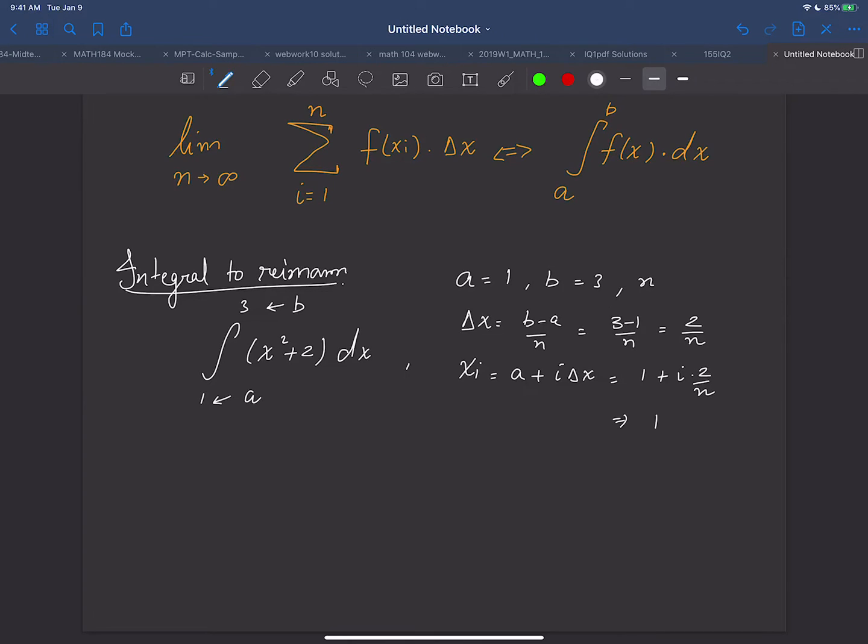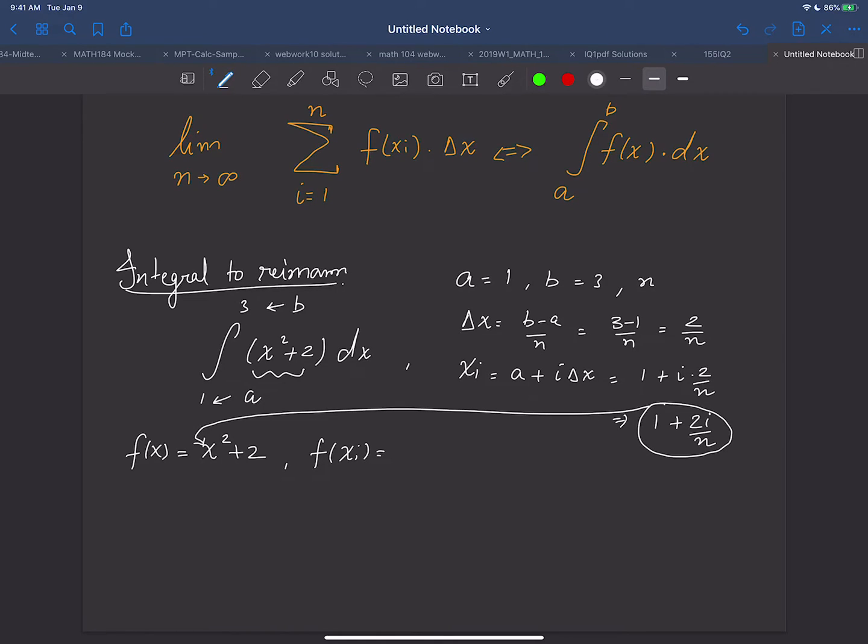So we're going to end up with this expression, a plus 2i by n. Okay, this is my xi. So once I have this, I need to figure out what the function is, right? The function is whatever's right here. So the function here, f of x, is just x squared plus 2. So what is f of xi going to be? f of xi is literally when you plug this whole thing in place of x here. So you're going to get 1 plus 2i over n, whole squared, plus 2.